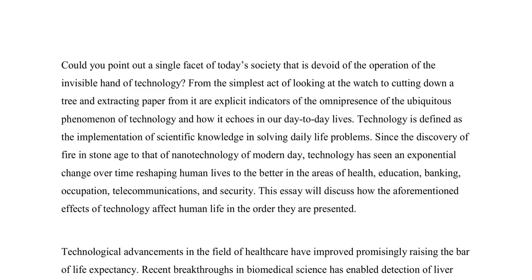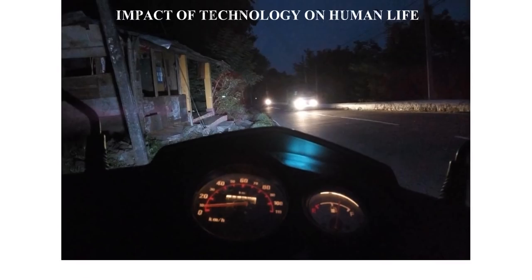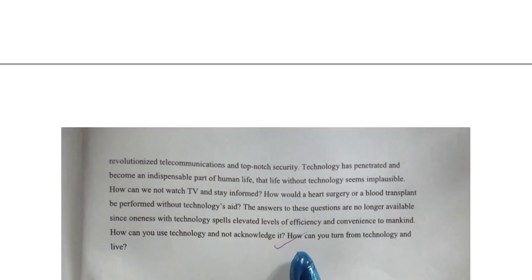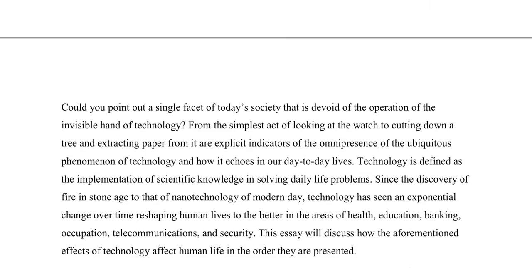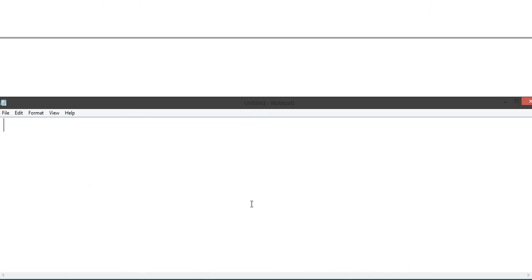Remember our topic. What was our topic? Our topic was impact of technology on human life. So that was our topic. So I will type it for you: impact of technology on human life. So you are going to talk about the impact of, that is, how technology is impacting human life.